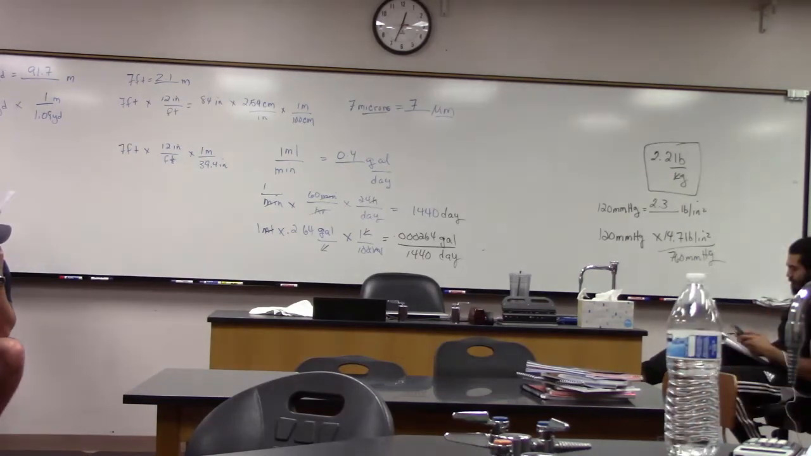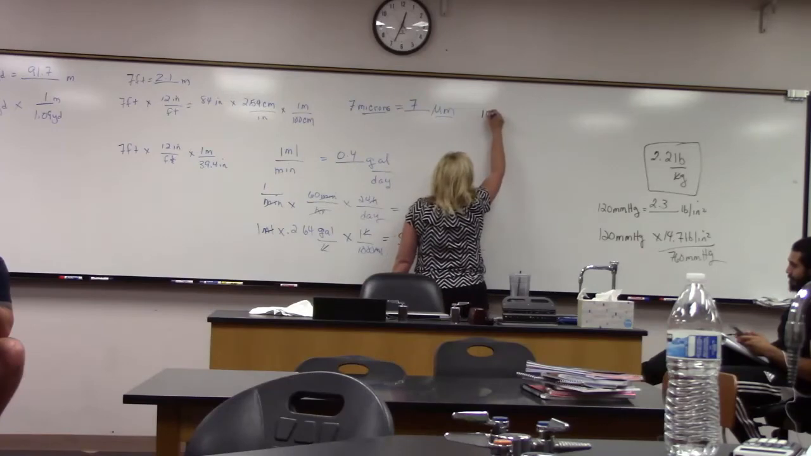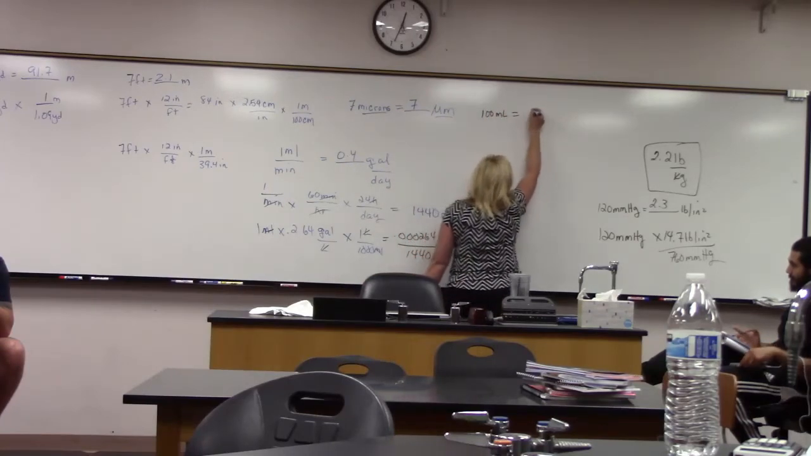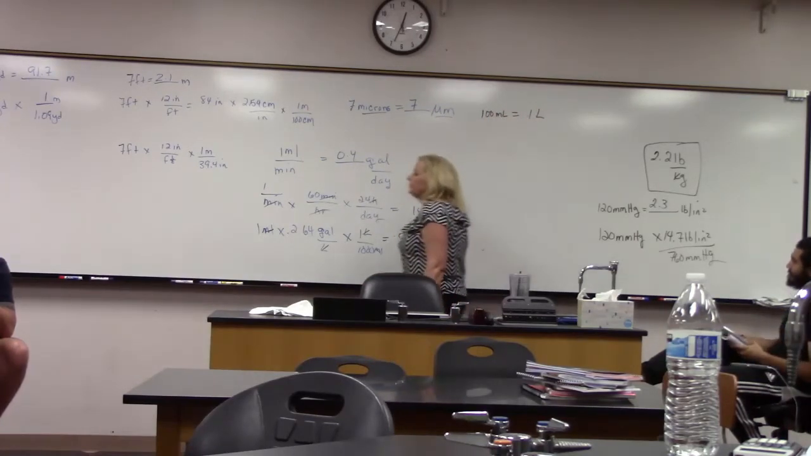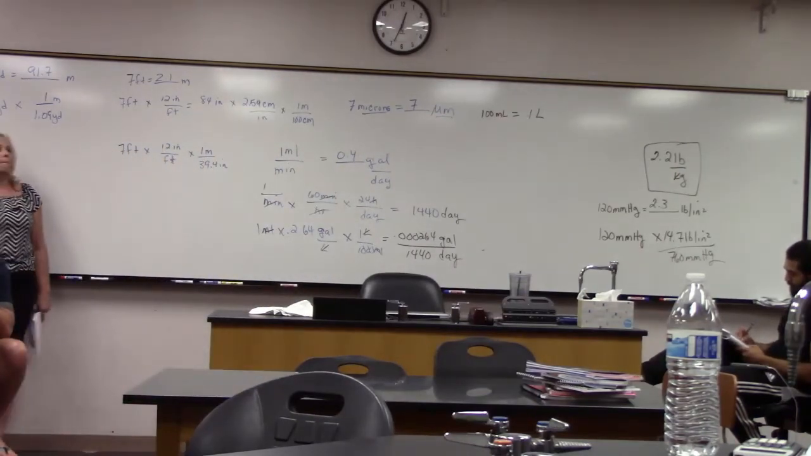All right, next one. We have 100 milliliters of plasma equals 0.1 liter. You really should know how to do that. Just divide by 1,000, yes? Yeah.